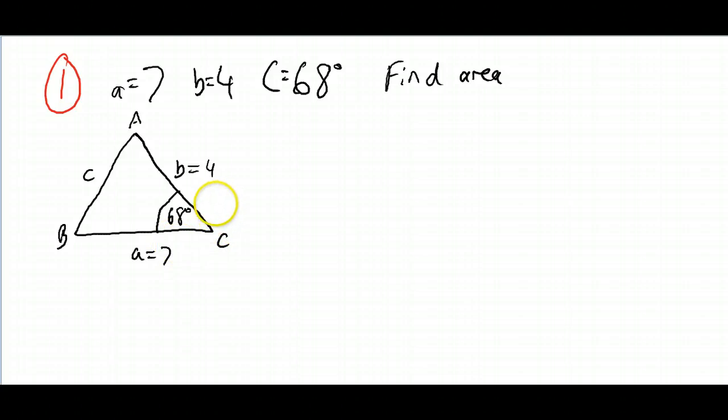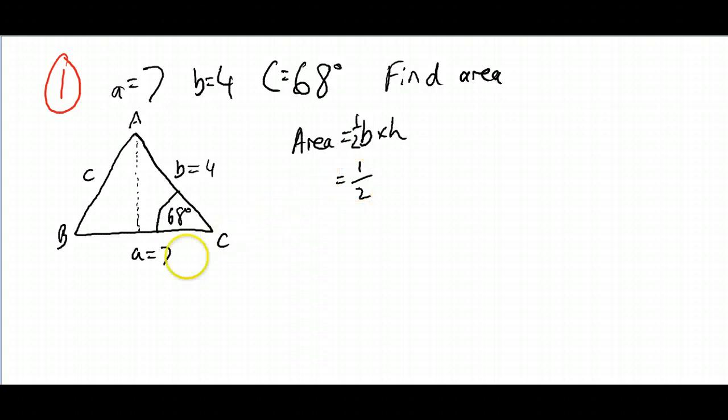Now to work out the area, we need to know this distance down the middle of the triangle from the peak down to the base, and then we can use our formula, area equals half the base times the height. Okay, so we already know the base is going to be 7, that's A, and we just need to know this value here, h. Alright, let's work out h, the height.